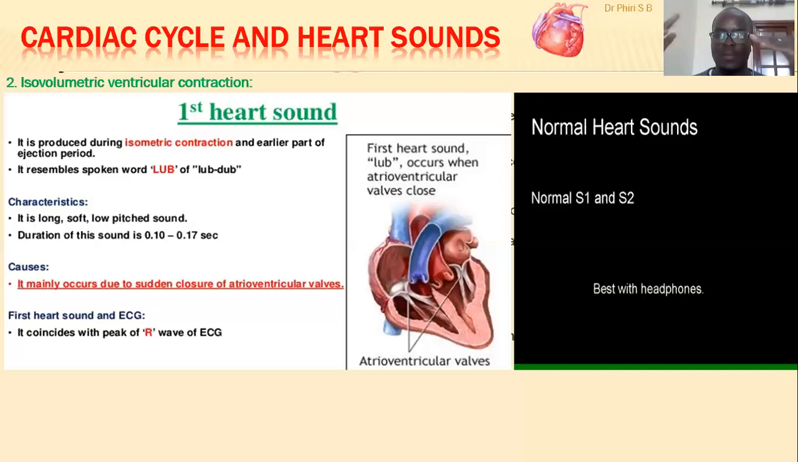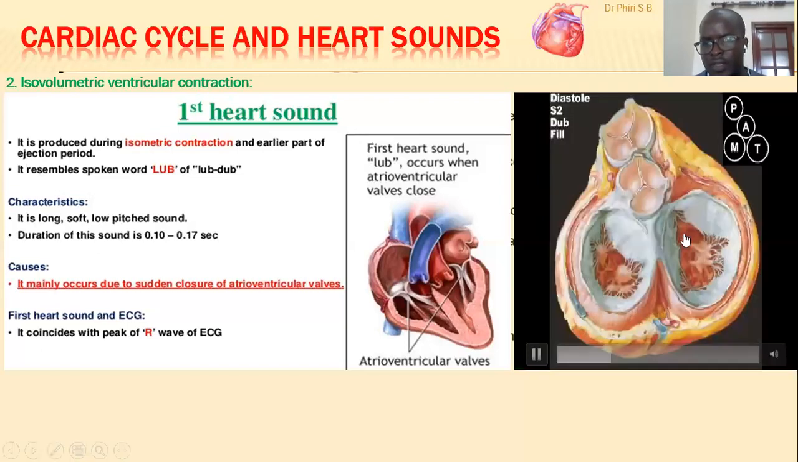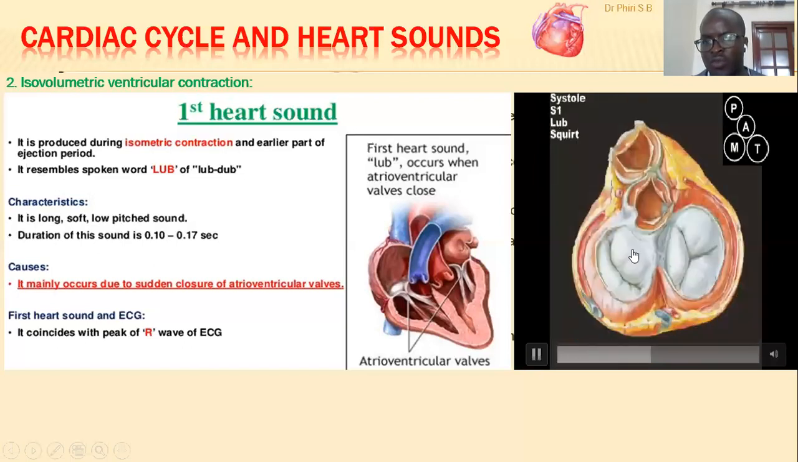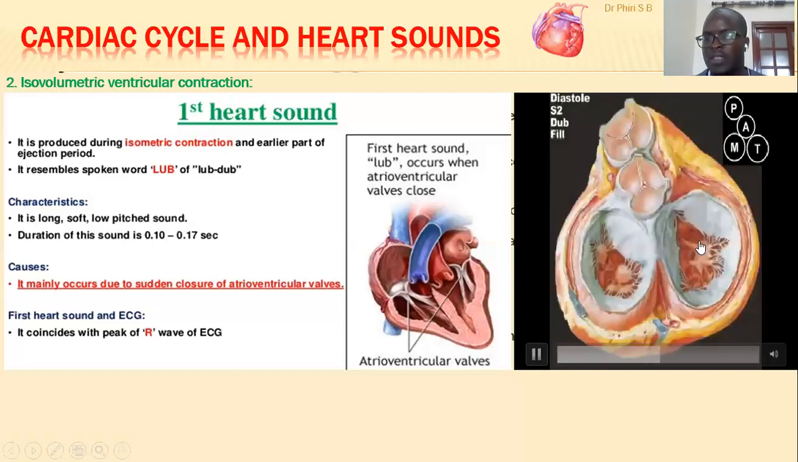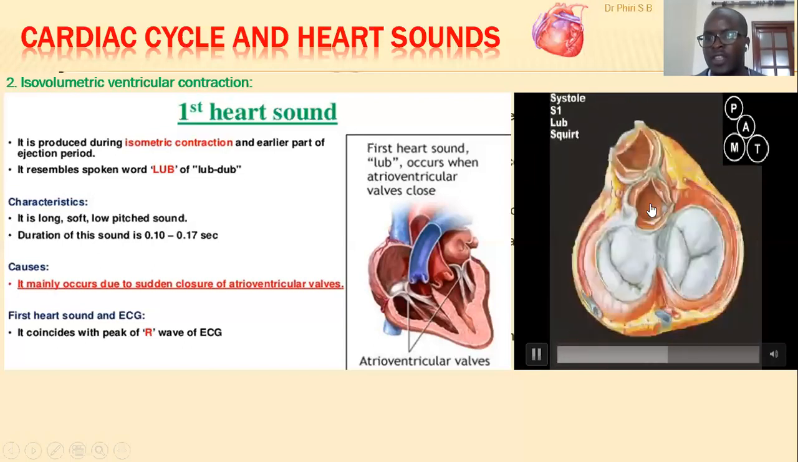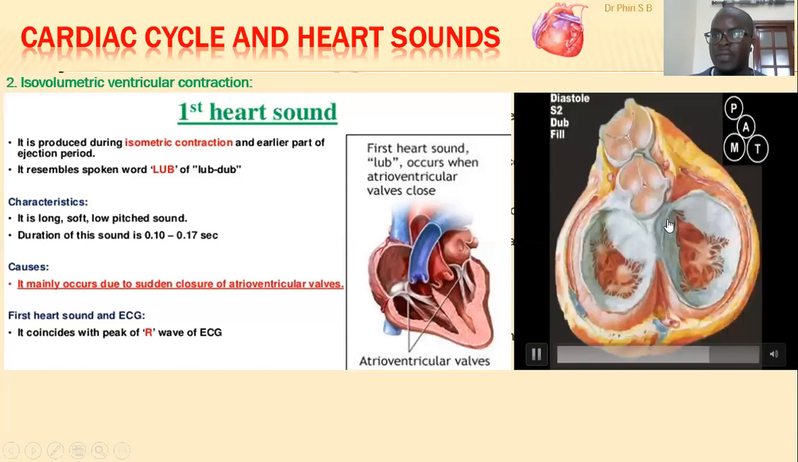And then you have the lub-dub sound. When you play this illustration here, you'll be able to hear the lub-dub sound. You can see in this illustration, the closure of the AV valves will bring about the lub sound. Then the closure of the semilunar valves, which we'll discuss later on, will bring about the second heart sound, which is called the dub. So you have the lub-dub sound.